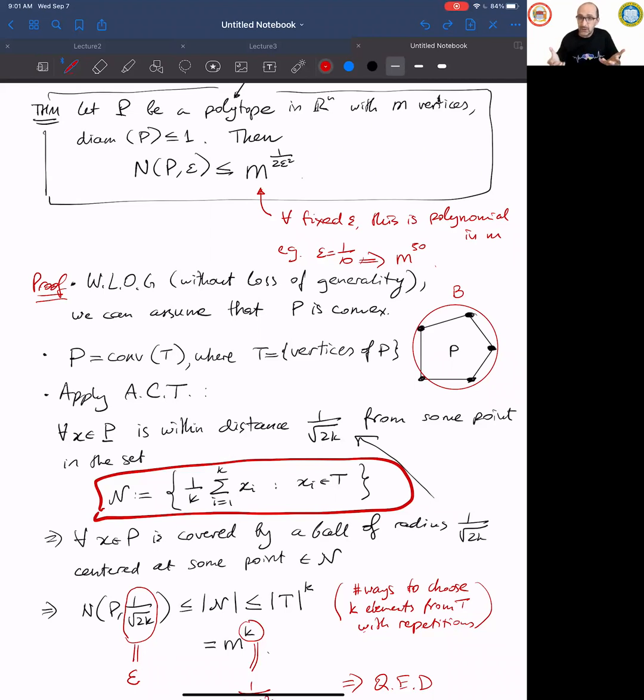But in high dimensions, that's not true, right? The complexity of B, the number of balls needed to cover B, is exponential, and the number of balls needed to cover P is polynomial, which is much, much smaller. How can this be? So this means that this picture is kind of misleading. Our two-dimensional intuition is misleading.